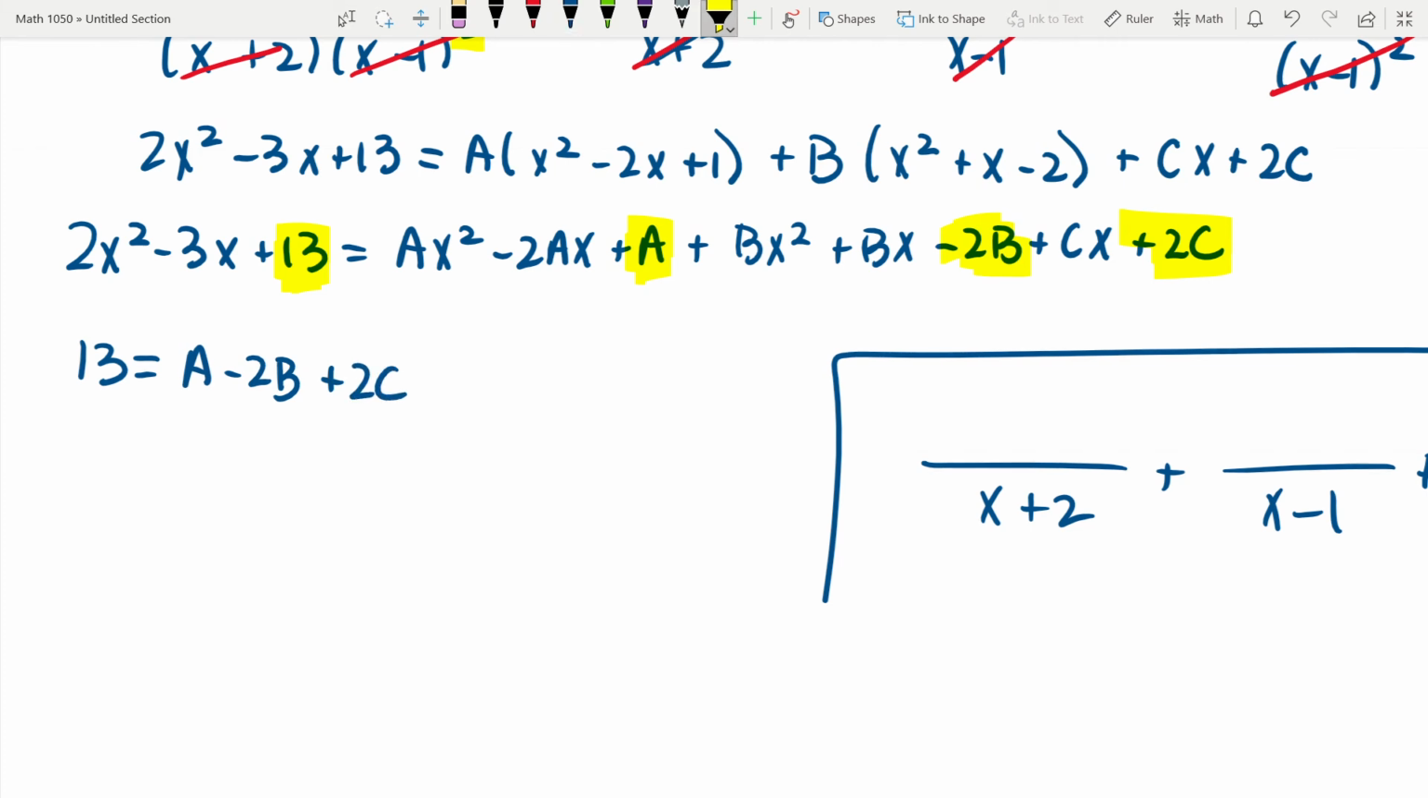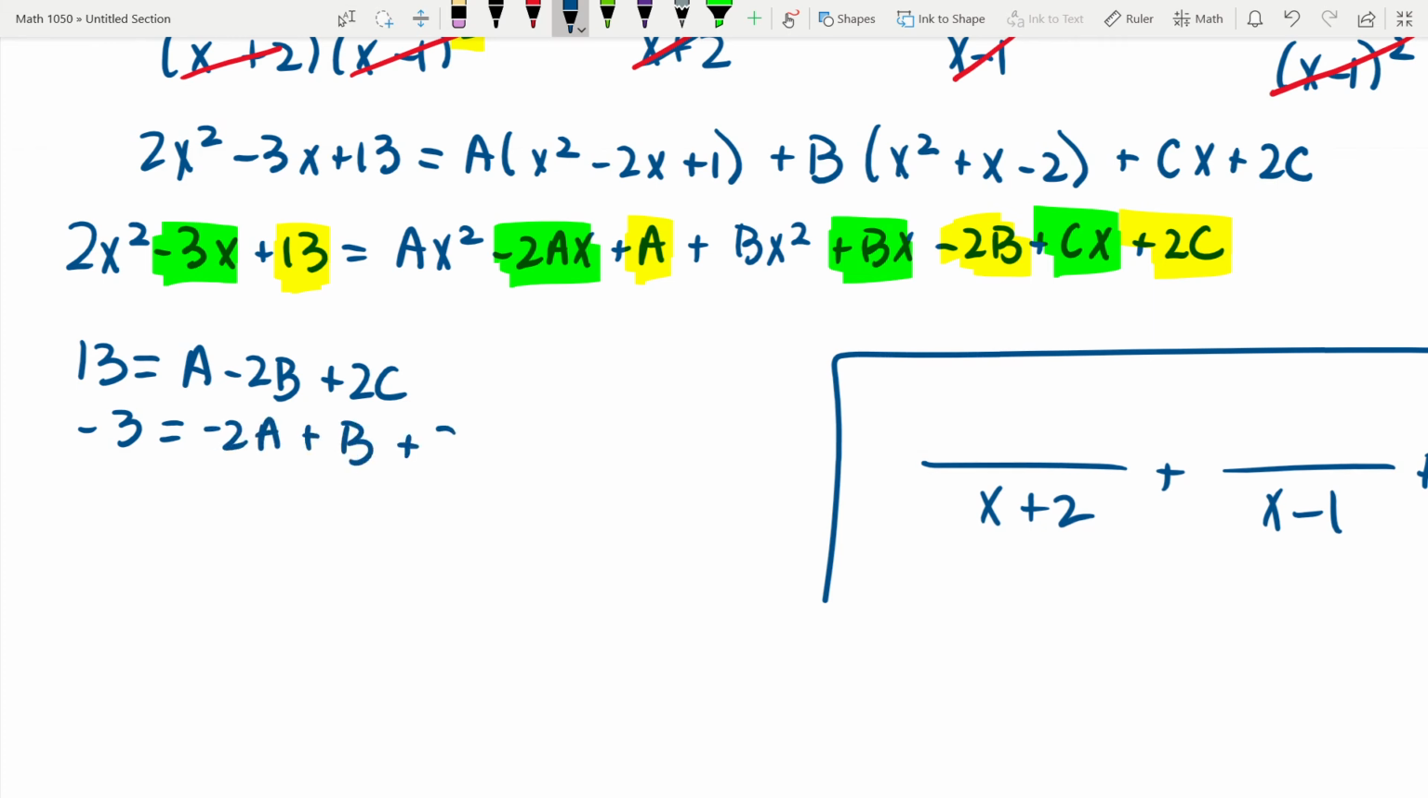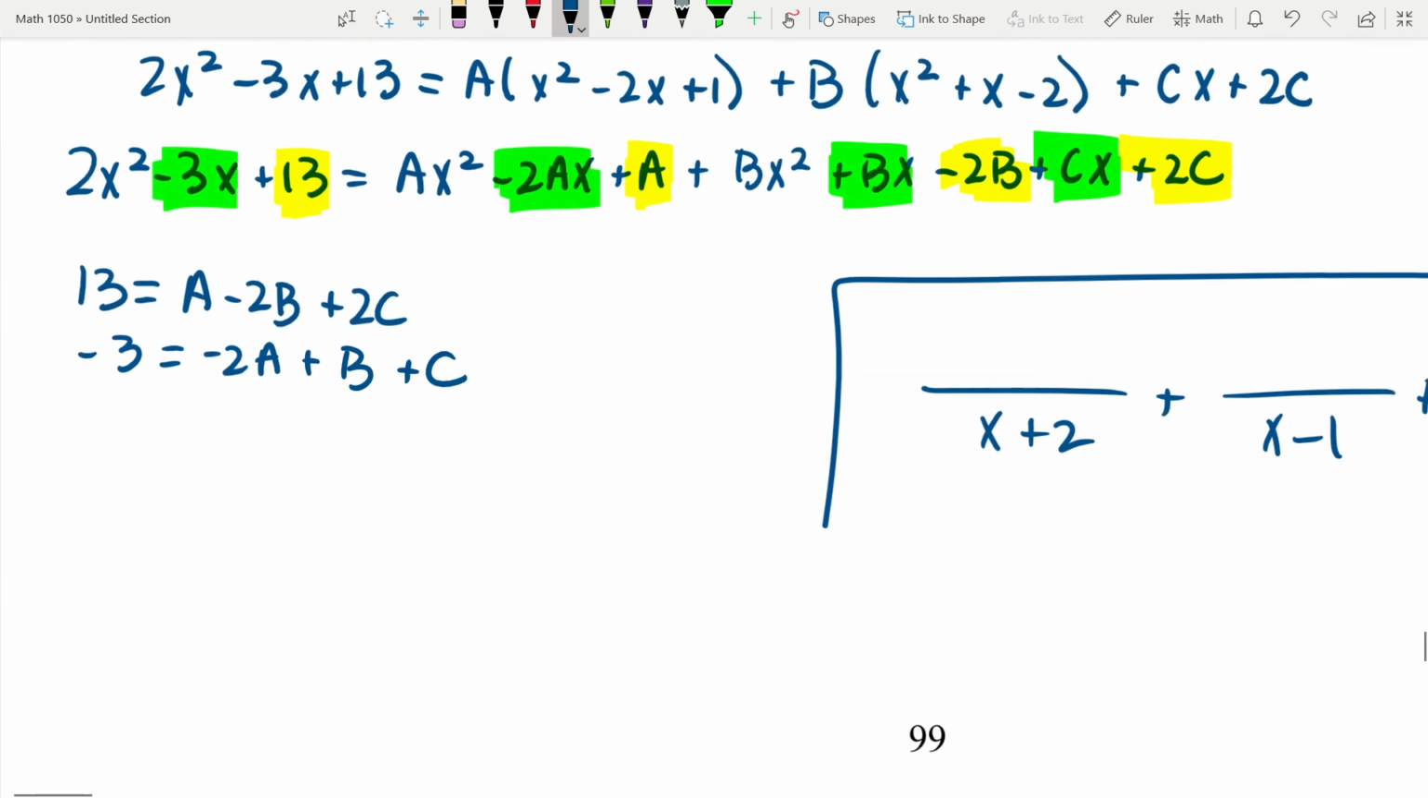Anything that has an x to the first in it, okay? So I am talking about this guy right here, this guy right here, this guy here, and this guy here. Write them down with no x in it. So you have −3 = −2a + b + c. Now I'm going to write down all those squareds that I didn't highlight, without the x squareds. So I have 2 equals, pardon me, that's not right. 2 = a + b.